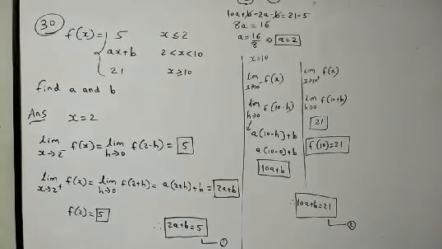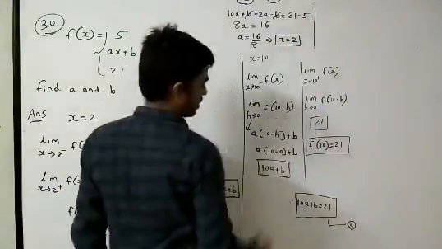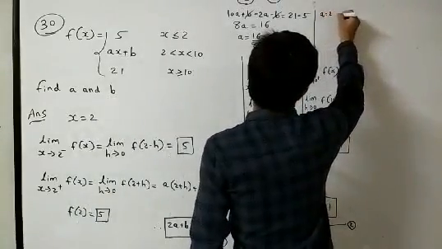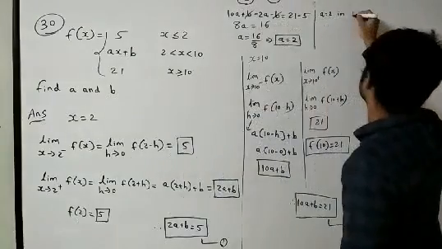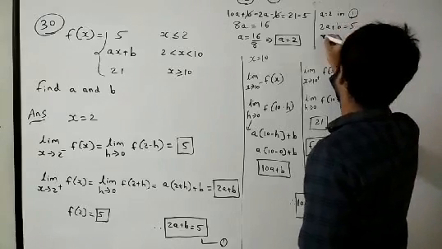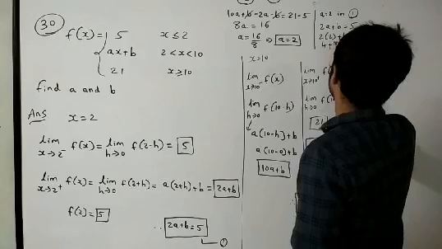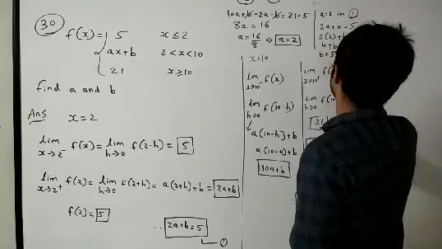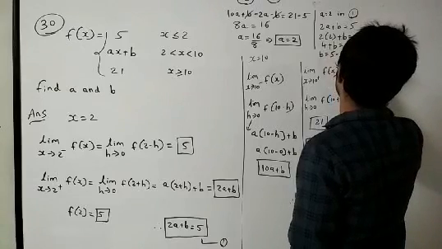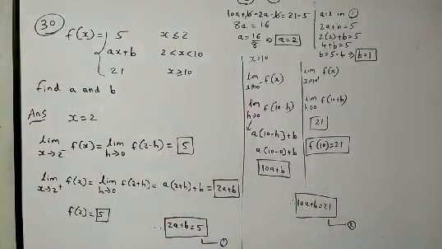So now put a equal to 2 in any of these equations. Here, keeping a equal to 2 in the first one, 2a plus b equal to 5. 2 into 2 plus b equal to 5. 4 plus b equal to 5. b equal to 5 minus 4. b equal to 1. So we have got the values of a and b. Our value of a is equal to 2 and value of b is equal to 1.